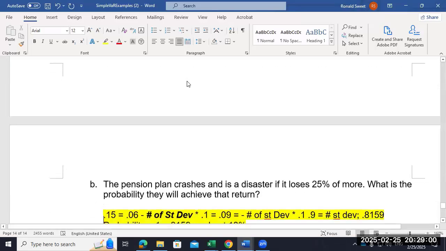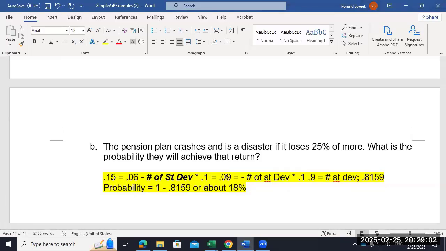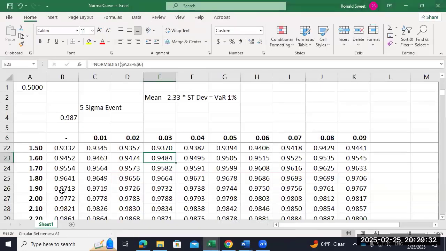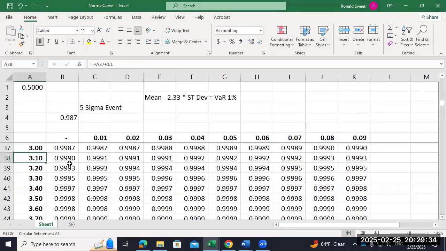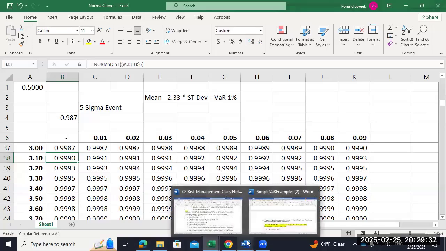Your target would be 25%. So here, does the negative sign matter? Absolutely, because you're talking distance from the mean. So how would you work that one? Minus 0.25 equals 0.06 minus number of standard deviations times the standard deviation. So here you can get what, 3.1? So 3.1, what's the probability you lose 25%? 3.1. It's 0.1% chance.